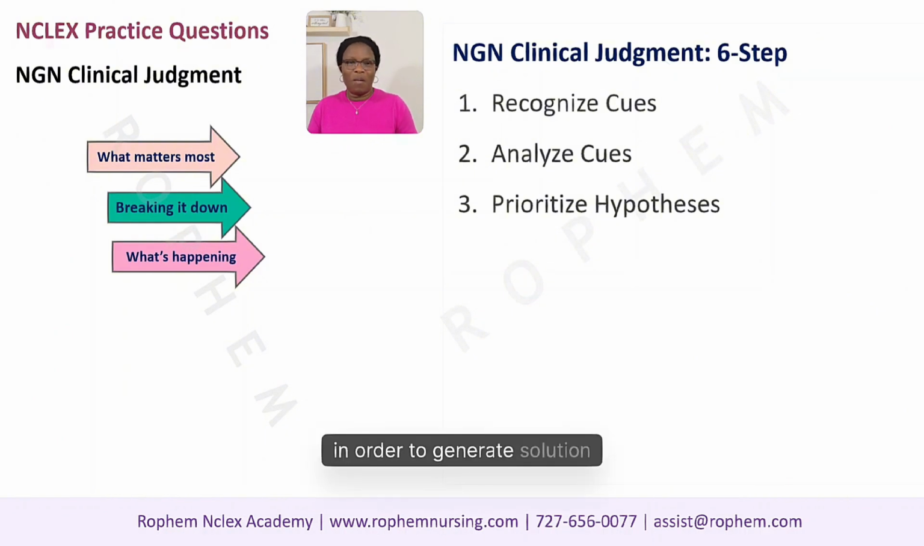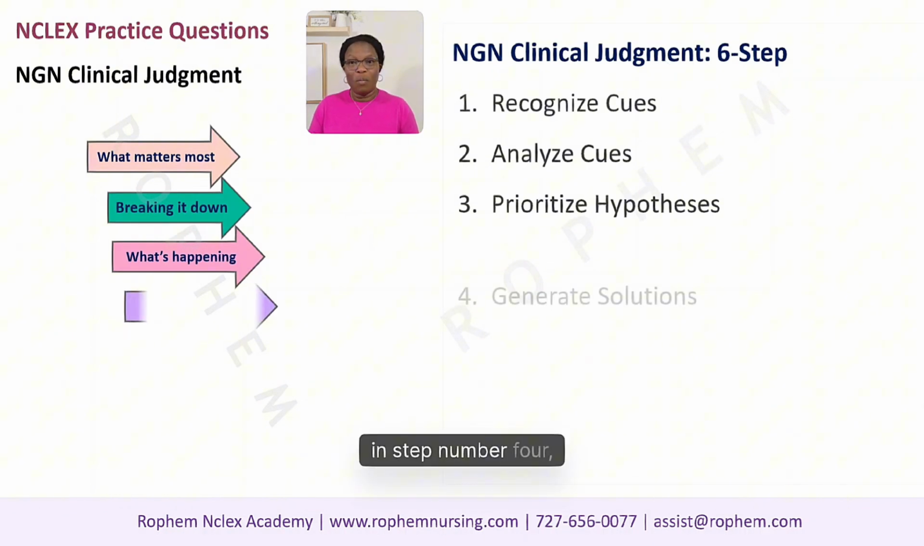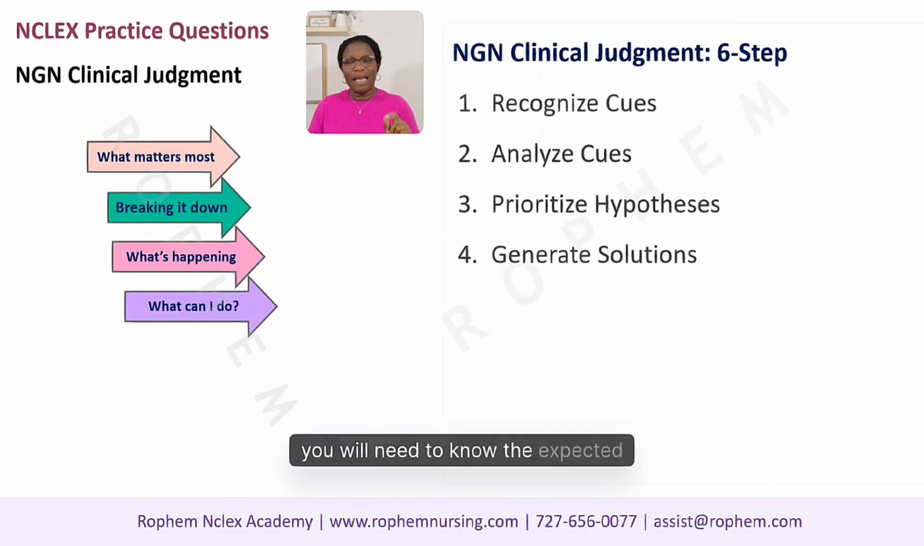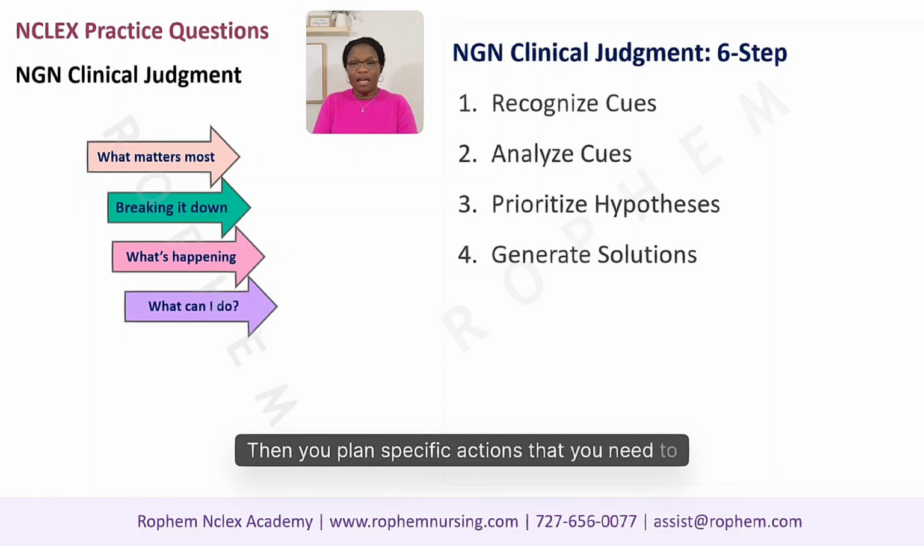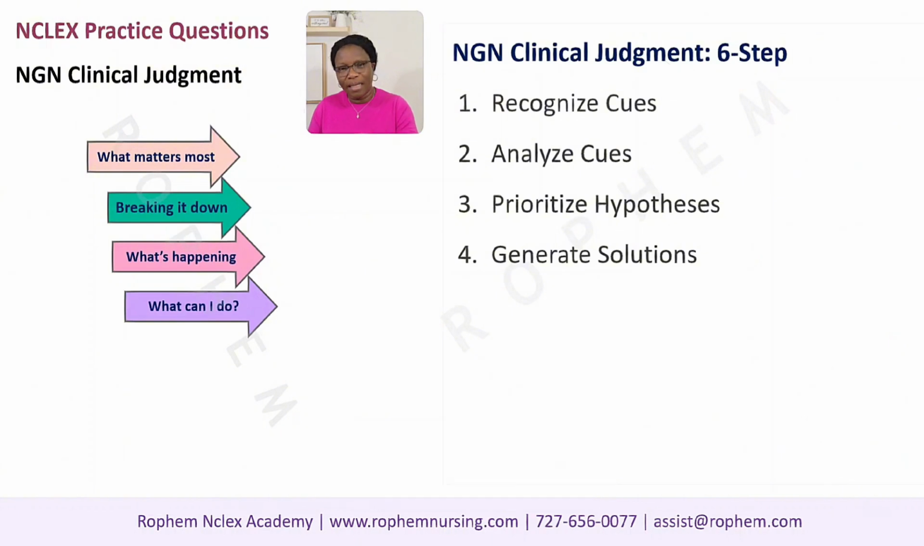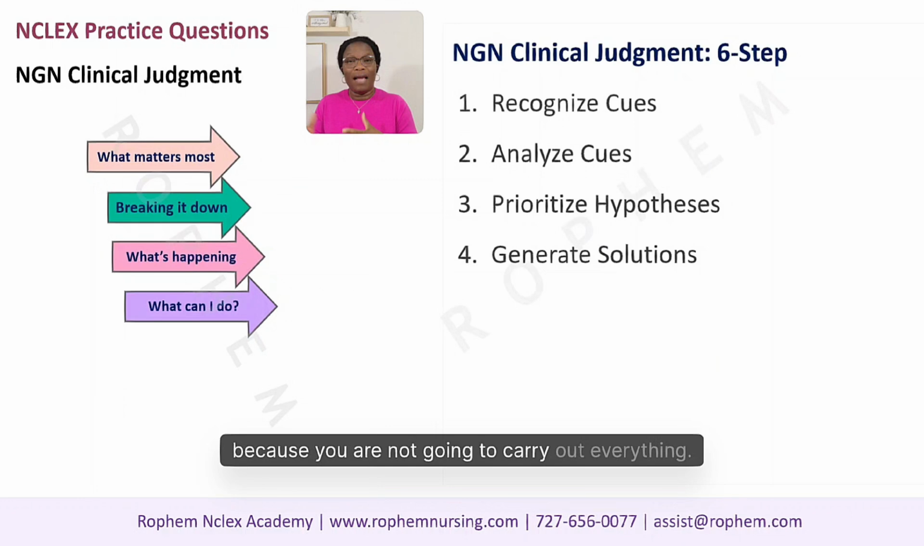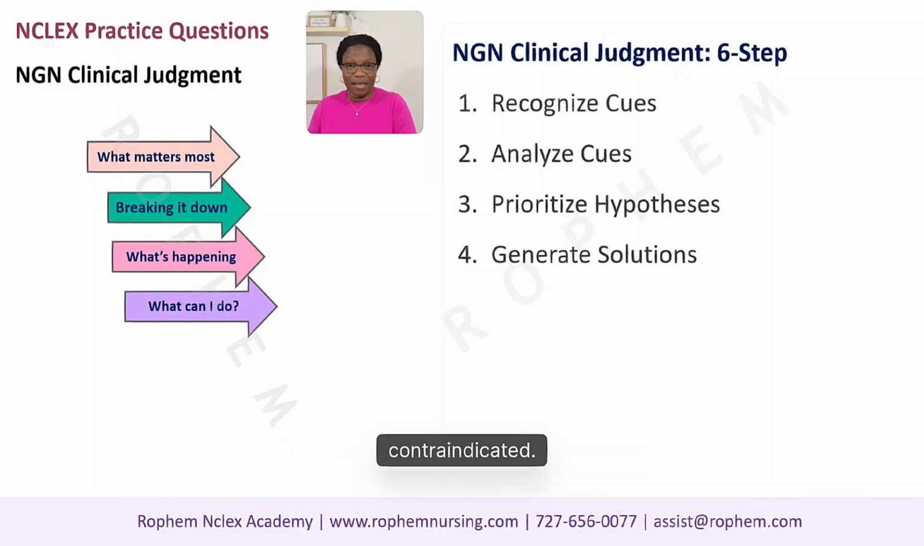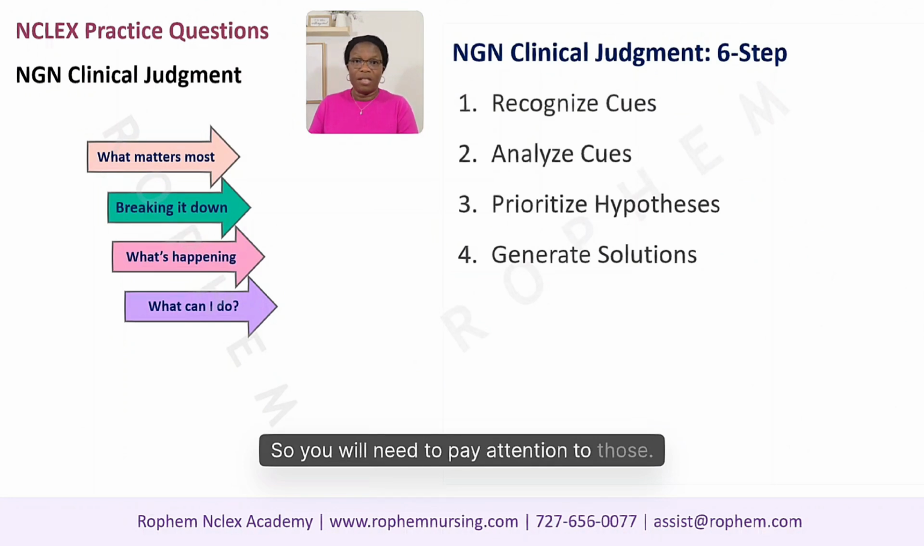Now, in order to generate solution, in step number four, you will need to know the expected client outcomes first. Then you plan specific actions that you need to achieve the expected outcomes. As you do this, you also want to make sure that you take note of what should be avoided in that specific situation because you are not going to carry out everything. Some things need to be avoided and some things are contraindicated. So you will need to pay attention to those.